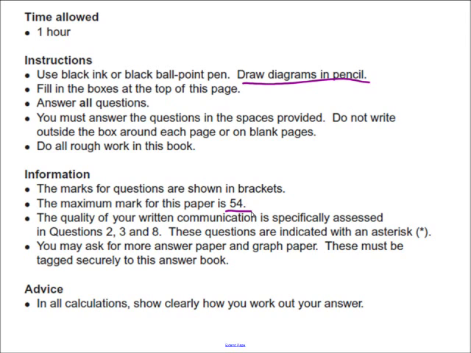And finally, the advice at the bottom shows in all calculations show clearly how you work out your answer. It's not like Unit 2 without the calculator where you have to show specifically how you get your answers. Here you need to show them what you're putting in the calculator. So 3.2 times 4 goes into your calculator, and whatever your calculator displays, that's what you put down as your answer. You don't have to show your manual working out like you do in Unit 2.